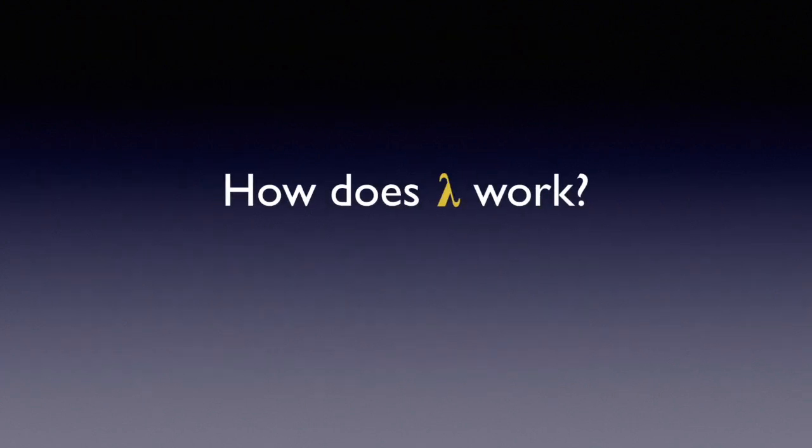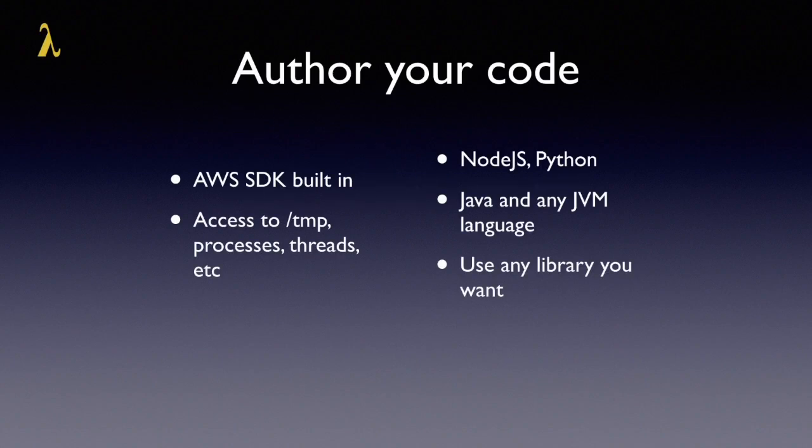So specifically, I wanted to talk today about Lambda. So how does Lambda work? It starts by writing your code. So you can use Node.js or Python right now, or Java or any JVM-based language like Scala or Scala, depending on who you talk to. You get access to /tmp, so you can store stuff locally temporarily. The AWS SDK is built right in, so you can access things like turning instances on and off, or listing them, or S3, or what have you. And you can upload any library you want to.